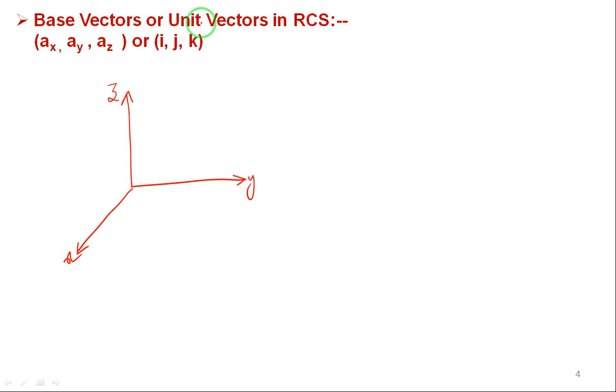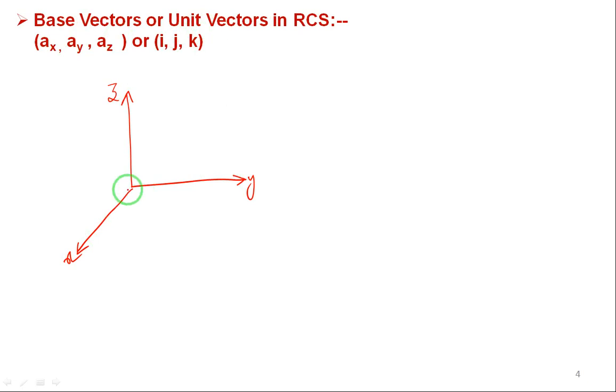You know that by definition, unit vectors are the vectors which are used for indicating the direction but whose magnitude is unity. As the name itself is telling, unit vectors. If I take the magnitude of unit vectors, it will be unity, but these unit vectors or base vectors are helpful in indicating the direction, right? So we make use of unit vectors to indicate the direction, right?